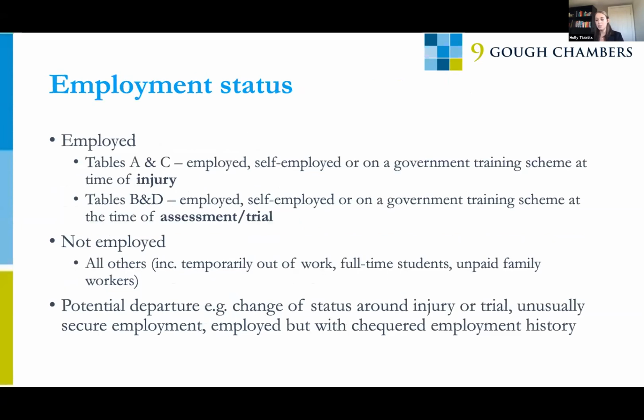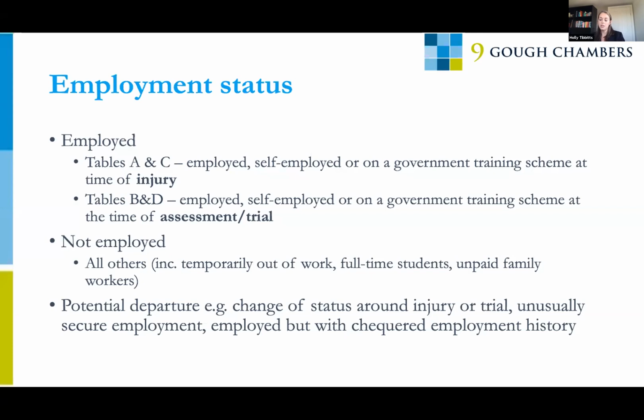Employment status is pretty straightforward and is basically the same as it was under Ogden 7. It's important to remember that when you're applying tables A to C, which are the non-disabled tables, it is the time of injury which is important in terms of the employment status, not necessarily your employment status at the time of assessment, which may be different. For example, if you might have lost your job due to COVID anyway, subsequent to the injury, that doesn't mean that you should consider yourself as unemployed. The definitions are set out there on the slide.